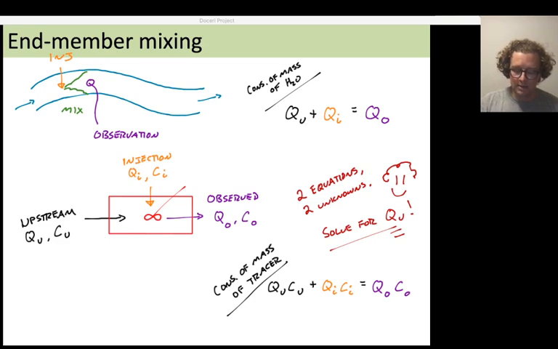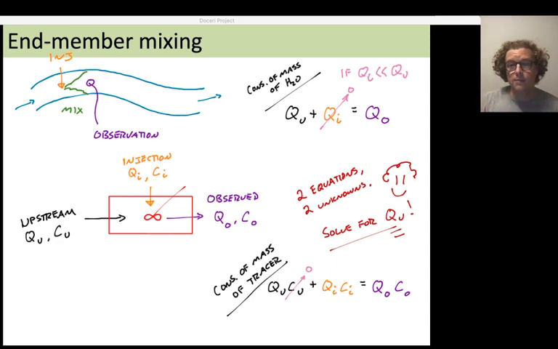Now, a couple of common simplifications that people will often make. If the injection flow is much less than the upstream flow, you might assume that QI is equal to 0 up in that conservation of water mass equation. And down below, if the concentration in the upstream end has no background, or if you've background corrected it, you might be able to assume that the concentration upstream is 0.